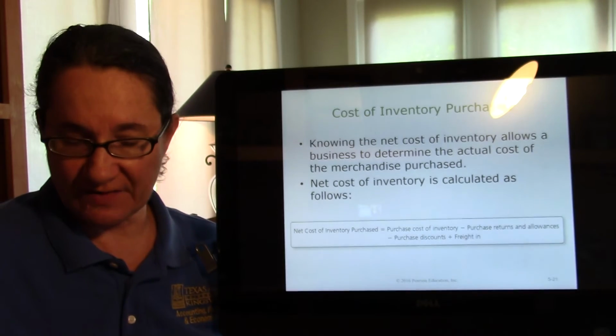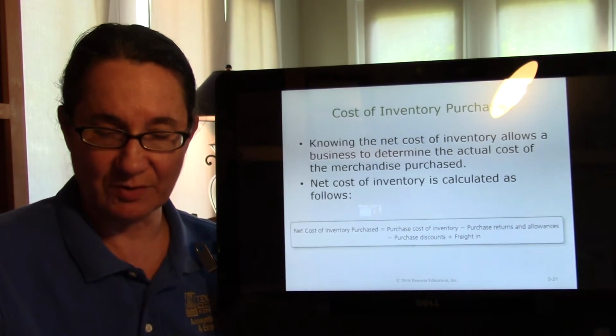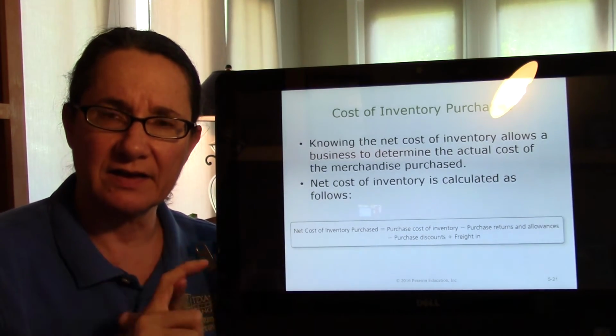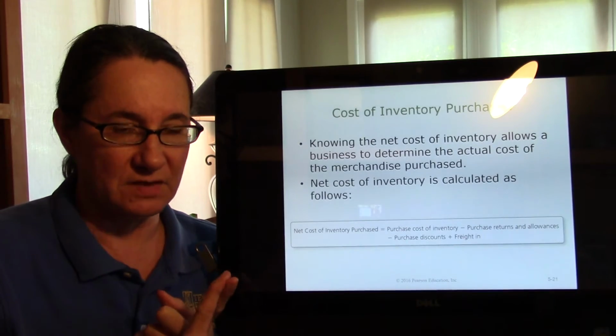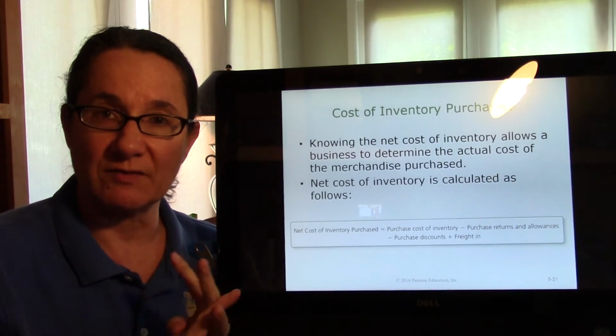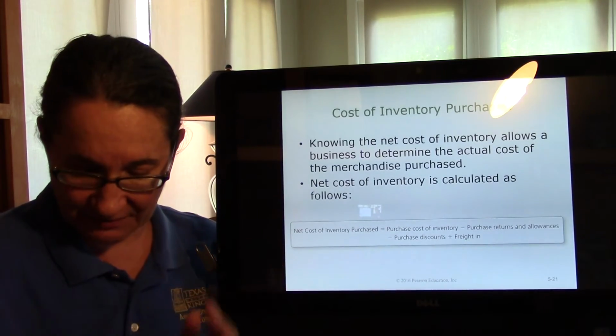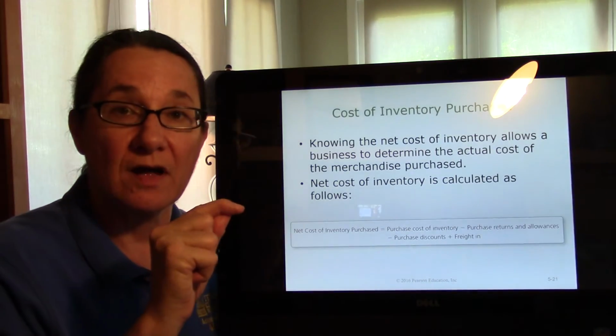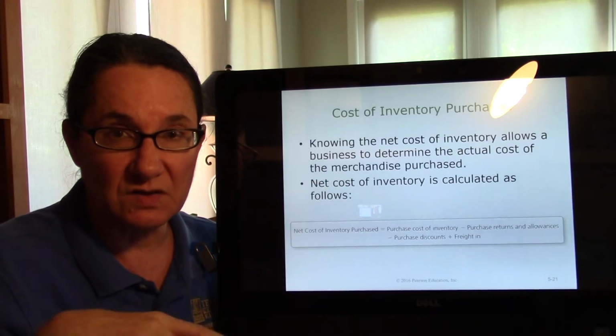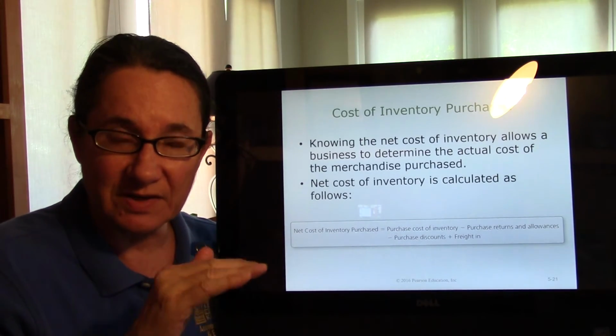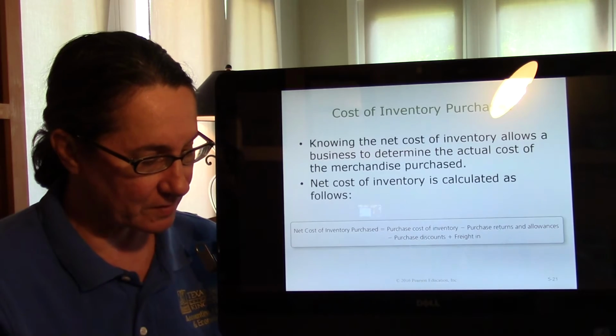So we have to figure out the total cost of the inventory purchase, right? Because some things are going on. We've got the cost of merchandise, we've got freight, we've got discount, we've got some returns and allowances. So what's our actual inventory cost? Because remember, we have to be able to figure out that cost of goods sold. So how much is really our inventory? What's going on here?